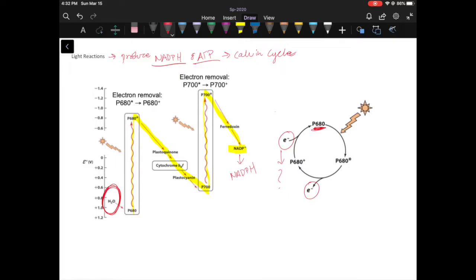So P680, when it loses that electron, it becomes a really good oxidizing agent, and the electrons it takes are from water, and eventually the byproduct of that will produce molecular oxygen. So that's the overall Z scheme.